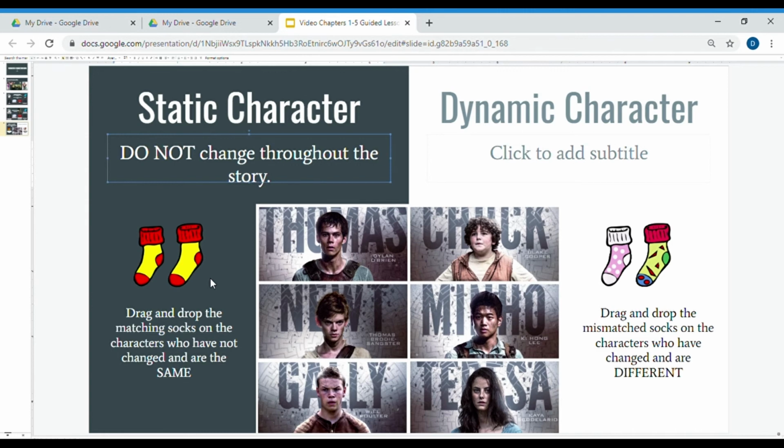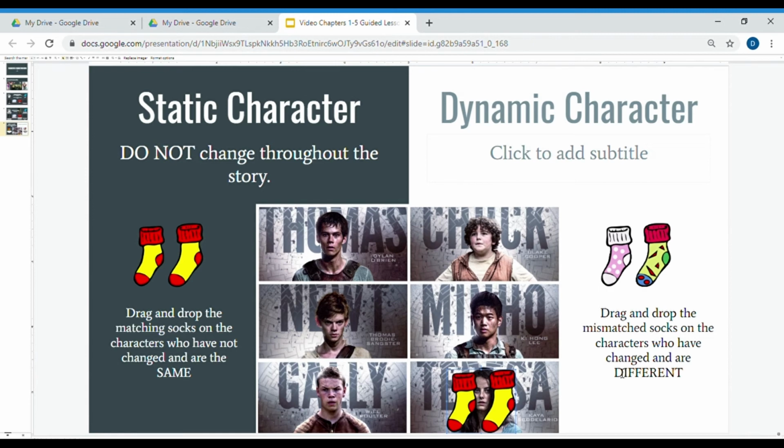So some examples of static characters, we're going to drag the sock over to our first character, that is Teresa. Teresa is a static character. She really doesn't change or develop much in the first book. She's in a coma for most of the Maze Runner, and then she wakes up just in time to help them get out. So maybe she'll turn into more of a dynamic character in the Scorch Trials. Maybe she'll continue to be a static character, but for thinking about the first book, she was most certainly a static character.